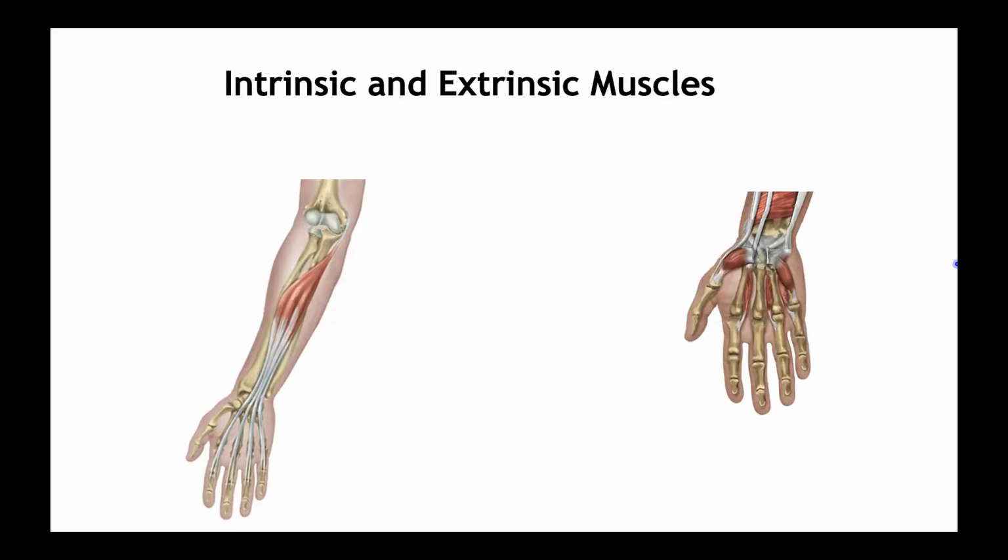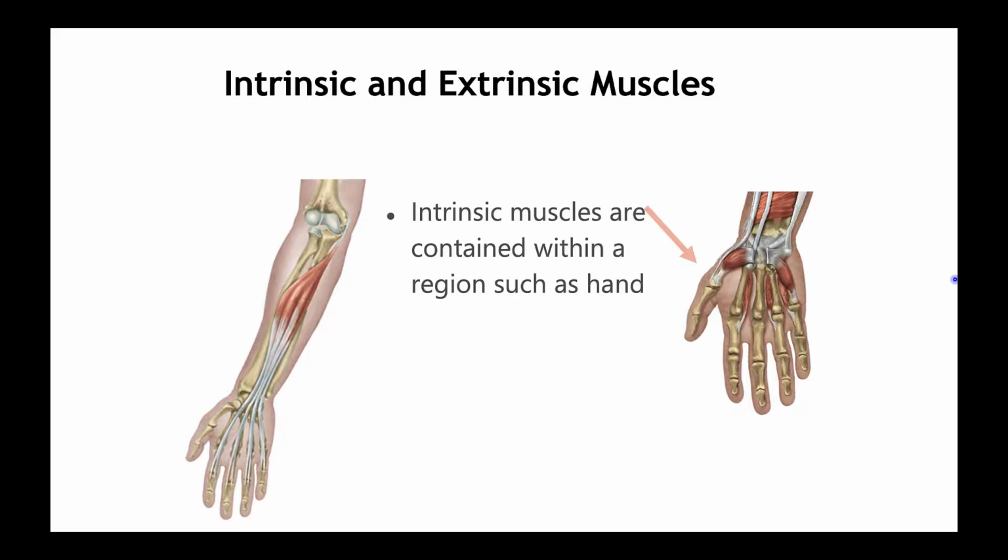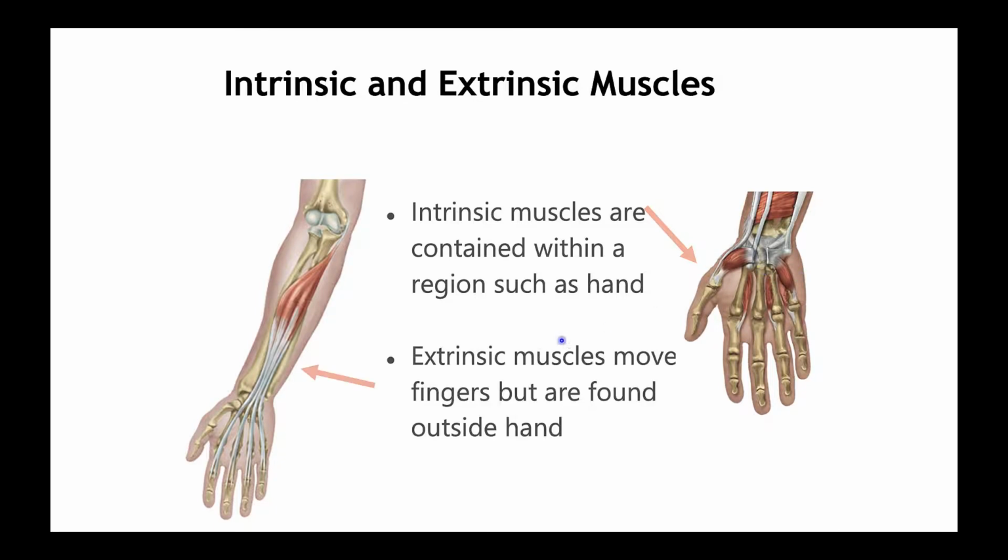Now we also have intrinsic and extrinsic muscles, and this is helpful to learn about when you're thinking about the way these muscles are contracting. So intrinsic muscles are located within a specific region, and they act on that specific region. So we can see we have some muscles that are located within the hand that are acting on the hand. Extrinsic muscles then have the bellies of the muscles in a compartment, so here in the forearm, but their actions actually occur in the hand.